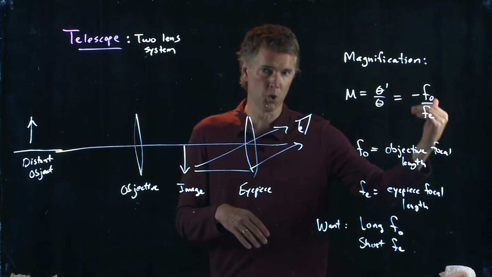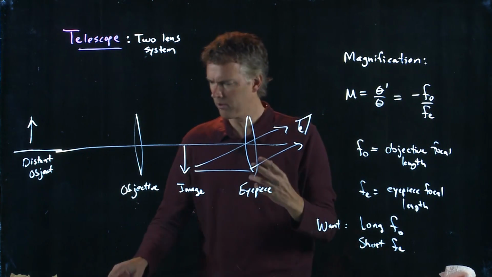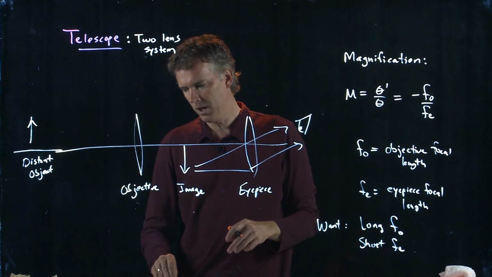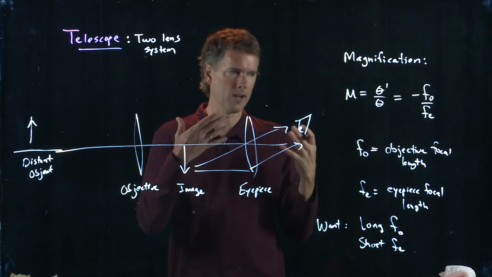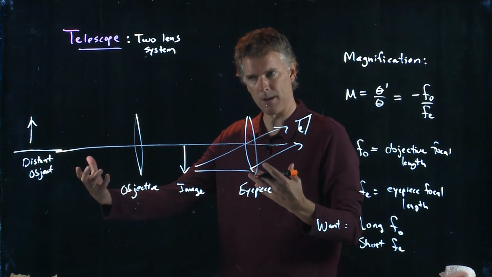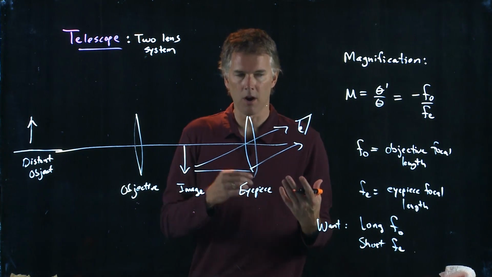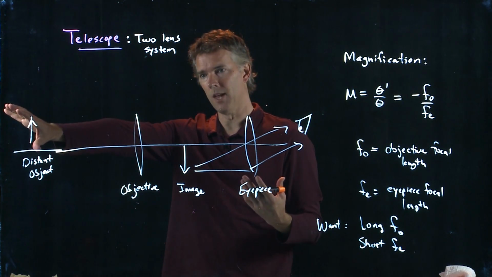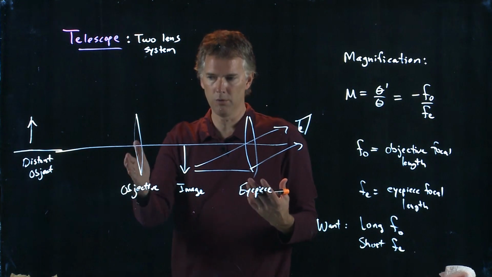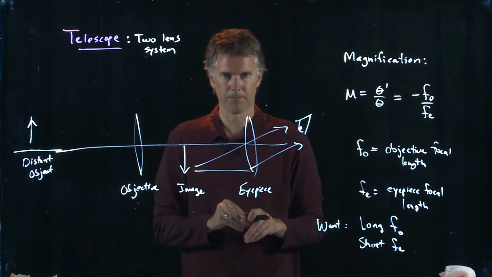Microscope, you want short objective and short eyepiece. So they're a little bit different design, but it's basically the same idea. You're trying to take small objects and make them look bigger. The only difference is, are those objects far away? Then you need a telescope. If they're close, then you need a microscope.